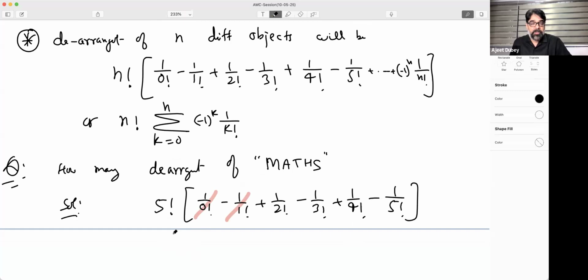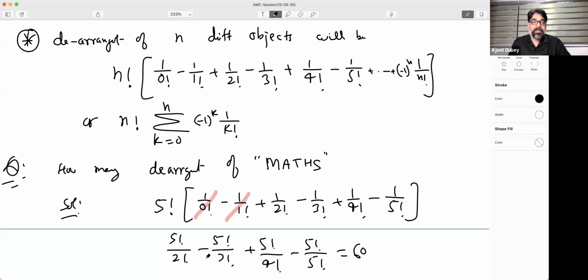Watch everyone. So we get 5 factorial by 2 factorial minus 5 factorial by 3 factorial plus 5 factorial by 4 factorial minus 5 factorial by 5 factorial. 5 factorial is 120, divided by 2 is 60. 120 by 3 factorial, which is 6, will become 20. This is 5. This is 1. So the total will be 45. If you rearrange MATHS, there will be 45 words, which is the derangement of MATHS.